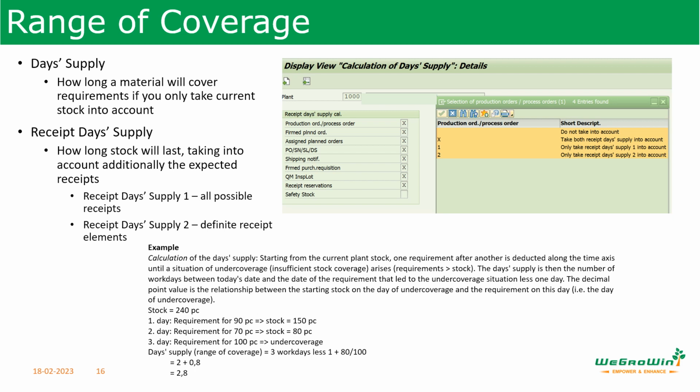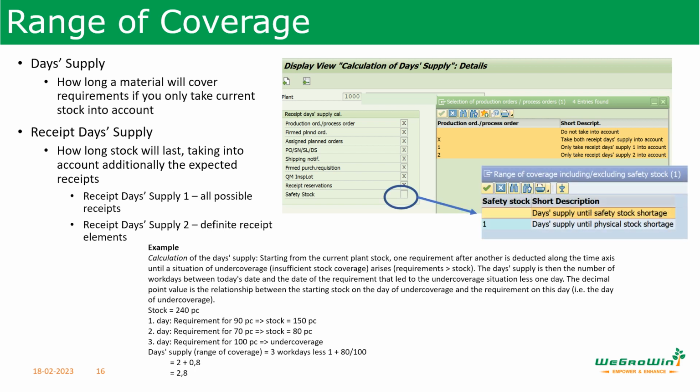Okay, and then there is the safety stock. The safety stock field controls whether the day's supply considers safety stock while calculating the number of days until the stock falls below the safety stock. If you enter indicator 1, the system uses the number of days until the stock falls below 0. So it is normally suggested to keep it empty, so that the system will consider the safety stock.